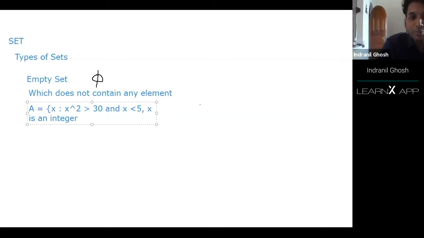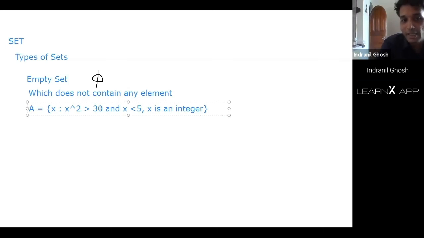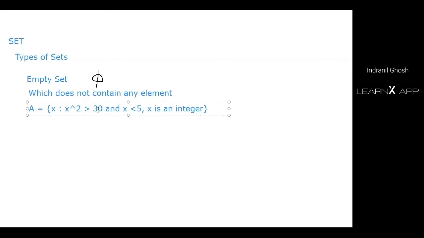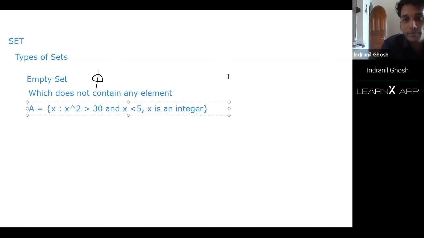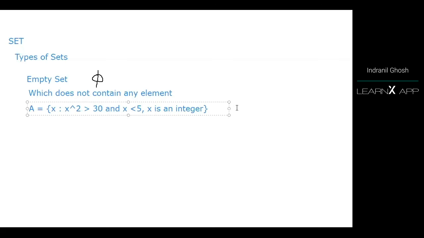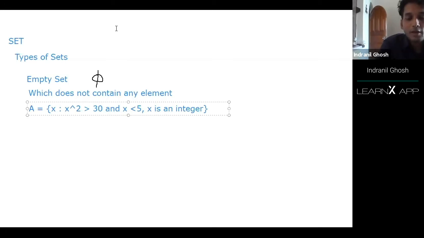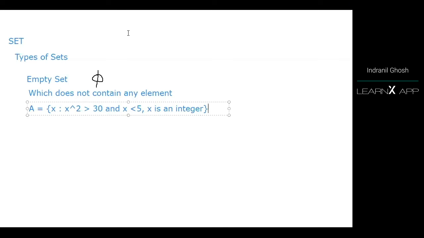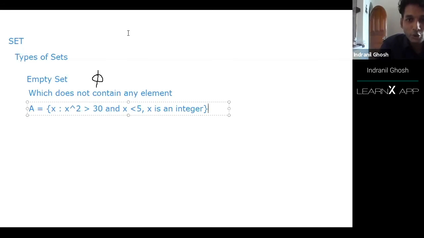Let's check whether this set is empty or not. Here we are saying that x is an integer, x square should be greater than 30 and x should be less than 5. Is that not possible? Sir, 5 square is 25, and it is saying that x square should be greater than 30, and x should be less than 5. So it should be an empty set?